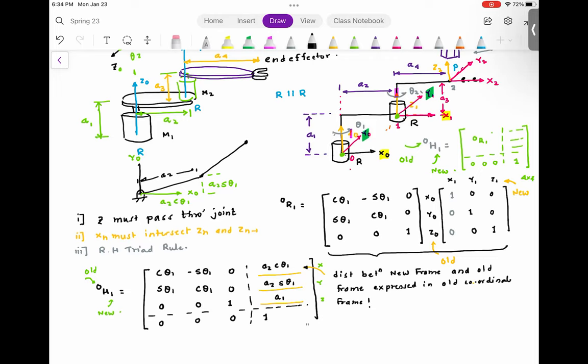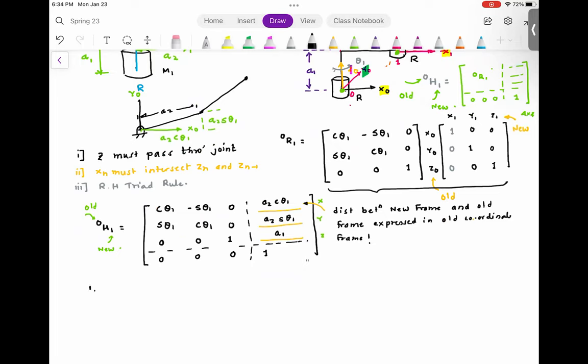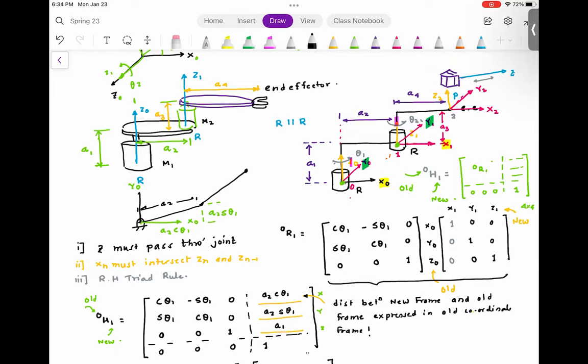We first went from the 0th frame to the first frame. Now, I want to go from the first frame to the second frame. Everyone understood this? So, same logic. What I need to do is 1R2, and this 1R2 will again have a rotation matrix and then a projection matrix. Can you see that this rotation is theta 2? You agree with me? This rotation is also about the z-axis, which means the same rotation matrix is going to remain, except theta 1 will change to theta 2. Everyone understood this?